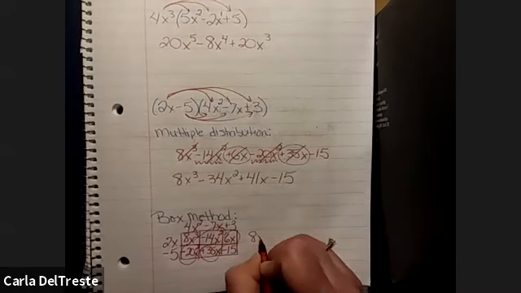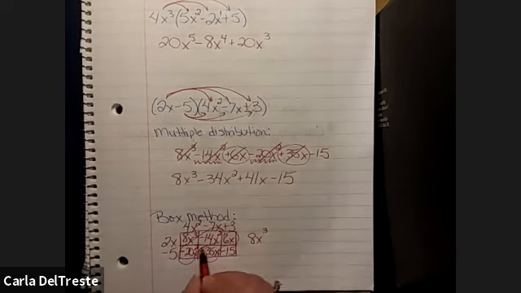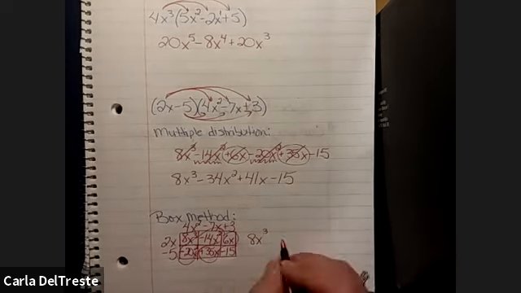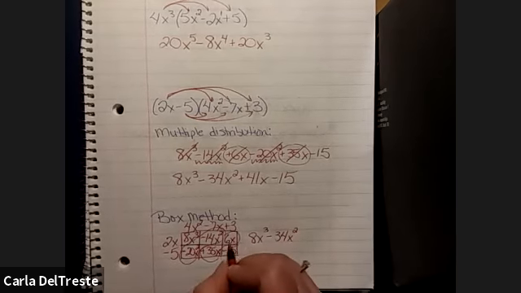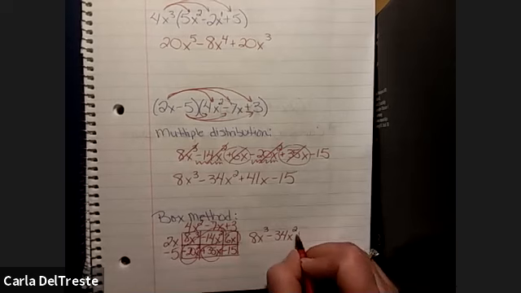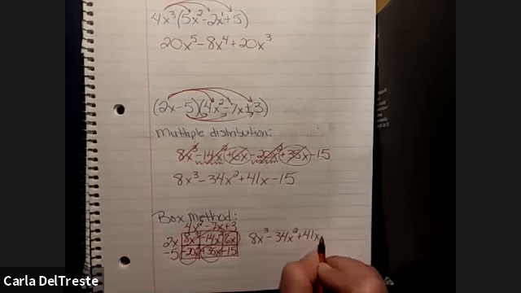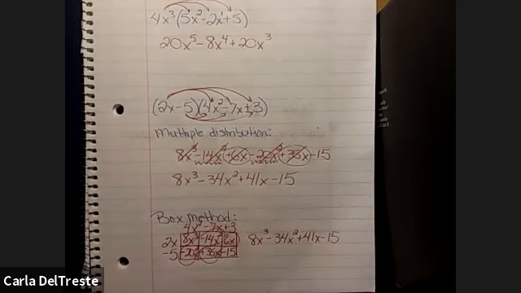So I would start with 8x to the third. When I combine these terms, I get negative 34x squared. When I combine these terms, I get plus 41x and then minus 15. And notice how you get the same answer no matter which technique you use.